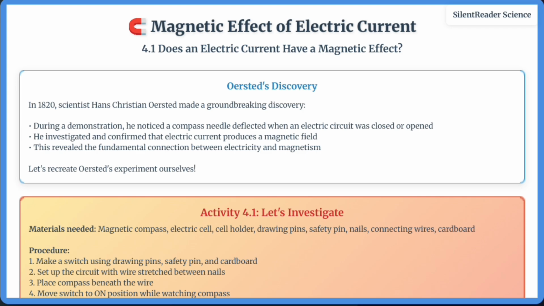Let's begin with the magnetic effect of electric current. In 1820, Danish scientist Hans Christian Oersted made a groundbreaking discovery during a classroom demonstration. He noticed that a compass needle deflected whenever he closed or opened an electrical circuit nearby. This was revolutionary because it revealed a fundamental connection between electricity and magnetism that nobody had recognized before.